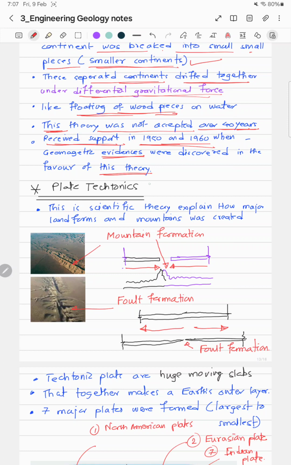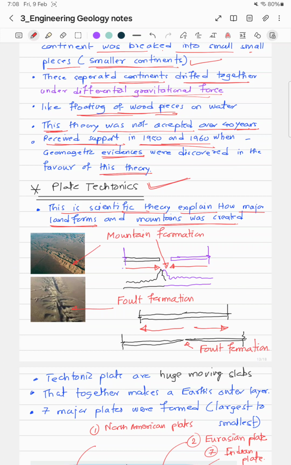Then we'll see what is plate tectonics. Okay, so as we know, there are different plates in the earth's crust. Plate tectonics is a scientific theory which explains how the major landforms and mountains were created. How this plate tectonics theory explains how the land has been formed and mountains have been created. Okay, and there are also some faults which have been created in this plate tectonics.